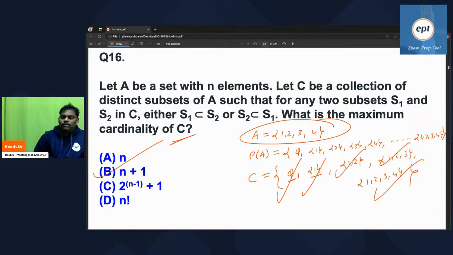Someone is saying R. Sir, instead of R, if "and" is there, then what is the answer? Means S1 is subset of S2, and S2 is subset of S1. So at that time there is equal, right? At that time there should be equality. S1 subset equal to S2 and S2 subset equal to S1.